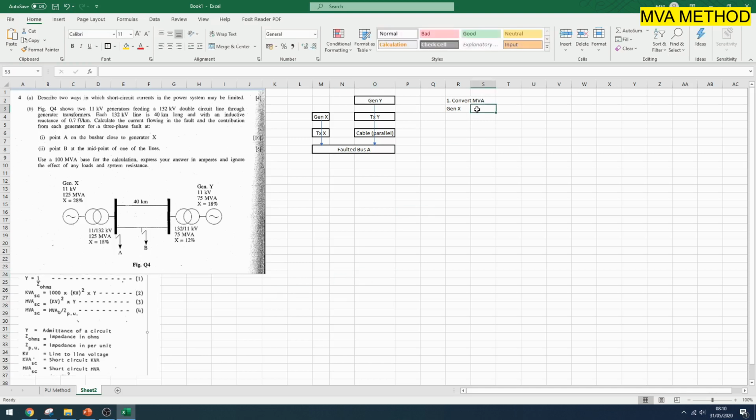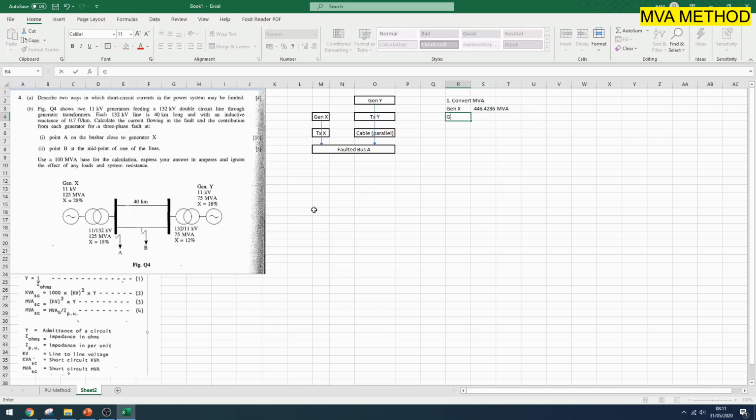Okay, so we have here generator X. For a generator, it's just the MVA divided by its impedance in per unit. In this case, our generator is 125 MVA and the impedance is 28%, so it equals 125 divided by 0.28. So that is for generator X.